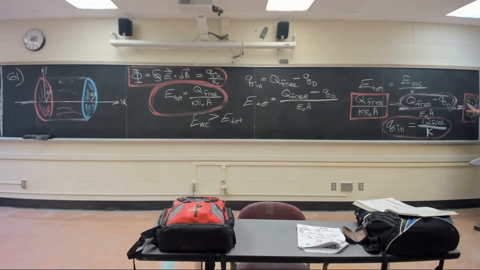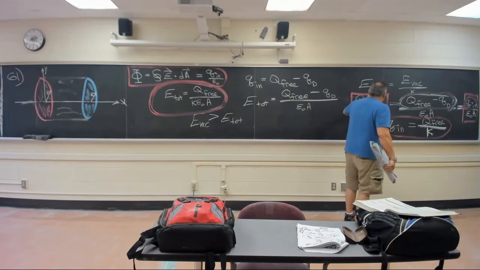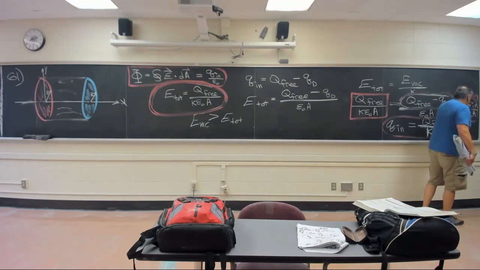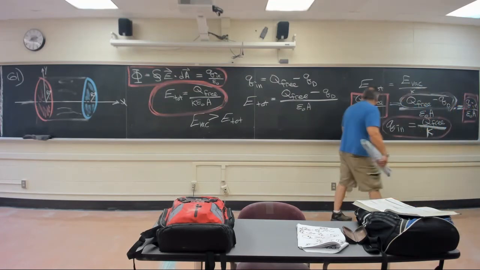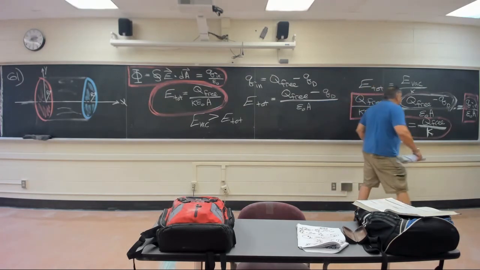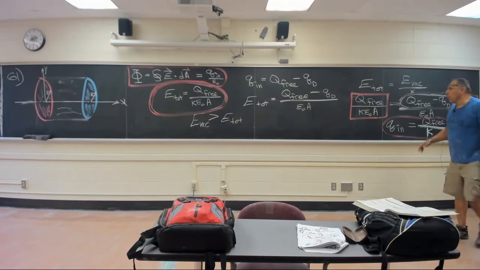So what does that mean? You got some Q in over epsilon naught A. This is indeed the same as the free case, but K times smaller. That E field would be K times smaller than what it would have been in a vacuum. And that's what you play with. You multiply by epsilon naught A on each side, and you end up getting Q free over kappa equals the Q in. And that's a good one to work with.